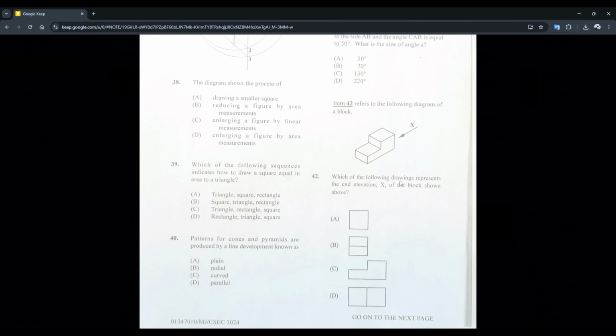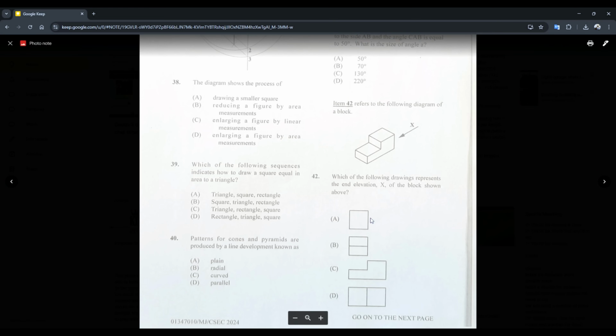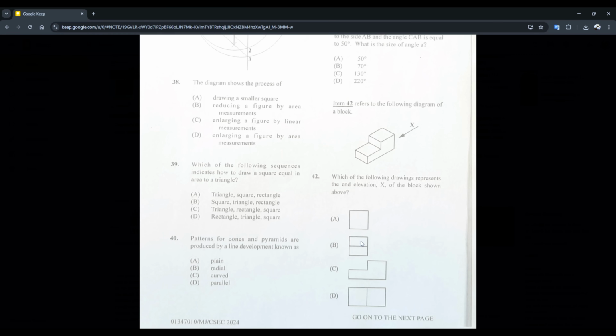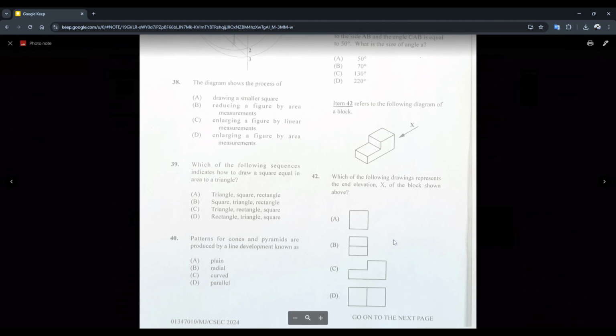Number 42, which of the following drawings represents the end elevation X of the block shown above? All right, so what we are seeing here is that none of these answers is correct. None of them is correct. But I would go with B. I would say B, but this line should be hidden because you are viewing it from the back. So I would say B, but the line should be hidden. This question actually has an error in it.